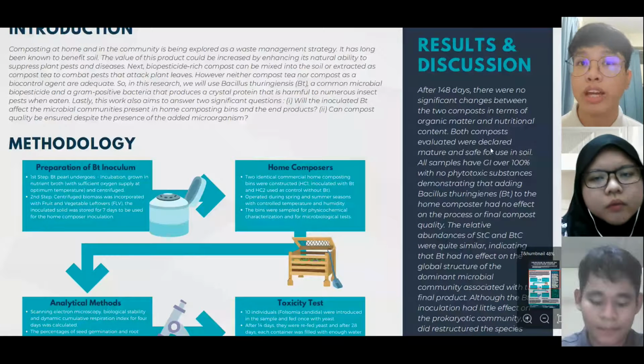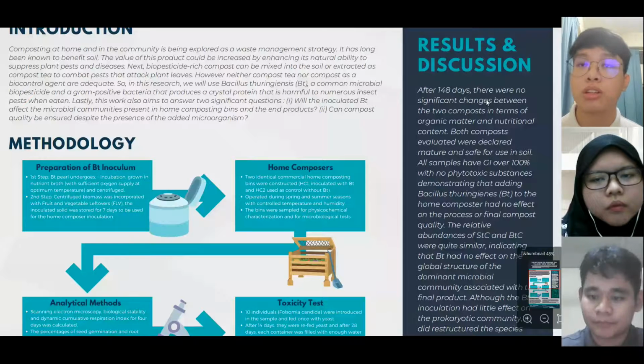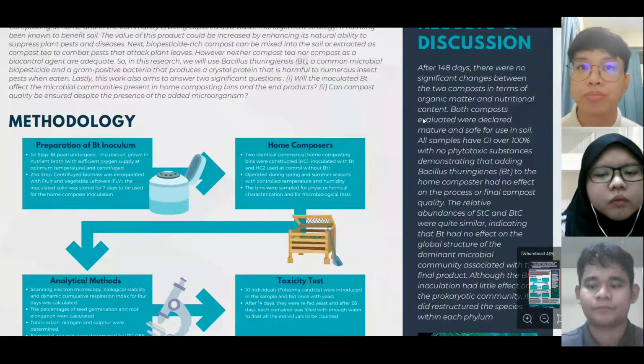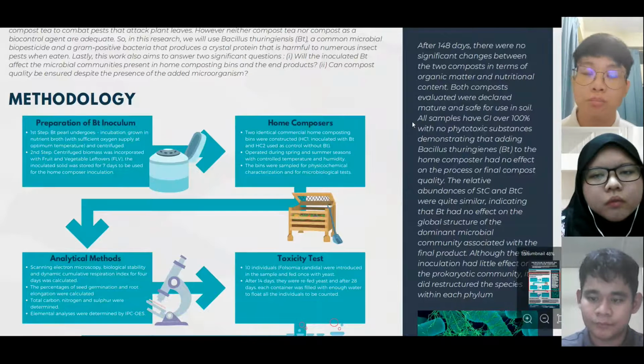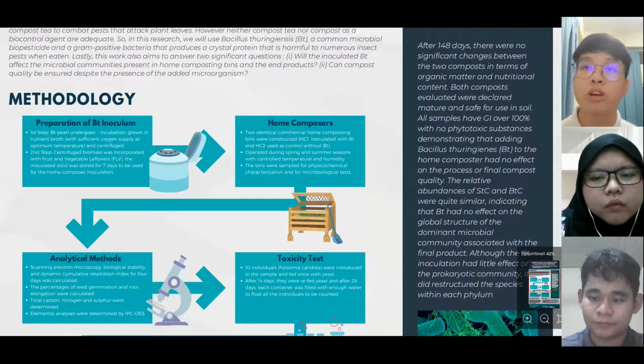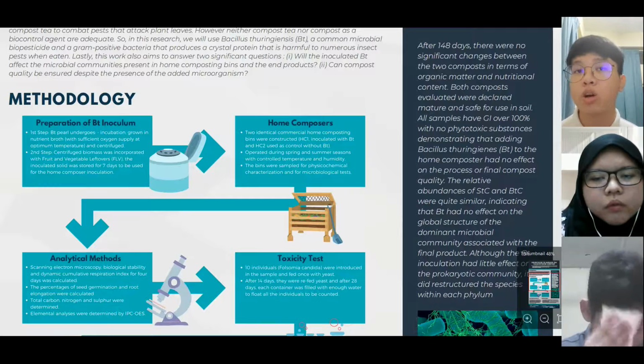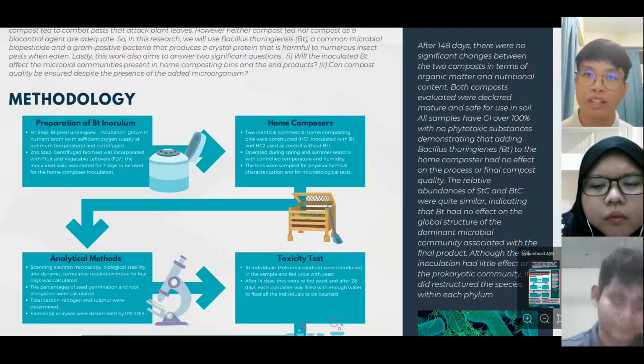After 148 days, there were no significant changes between the two composts in terms of organic matter and nutritional content. Both composts evaluated were declared mature and safe for use in soil. The germination index, GI, was also determined to evaluate the compost maturity. All samples showed GI over 100%, indicating that they are all mature with no phytotoxic substances, demonstrating that adding Bacillus thuringiensis to the home composting had no effect on the final compost quality.